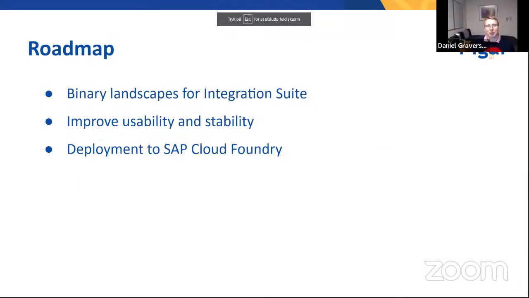We have some roadmap features that we're looking at. This binary landscape should also work for integration suites of both PI or cloud integration and API management, because it also makes a lot of sense there that you can transport items from your dev to your QA system and have a lot of transports until you are satisfied with the result. Then you go in and create a transport from the queue to the test system or productive system.